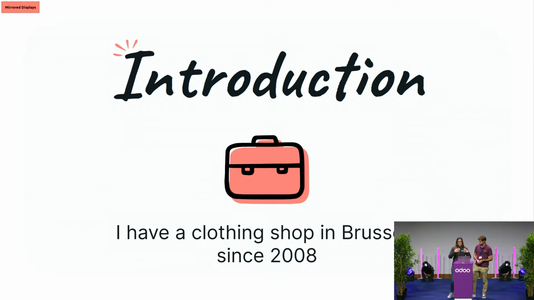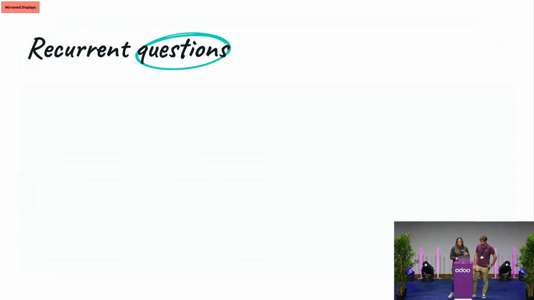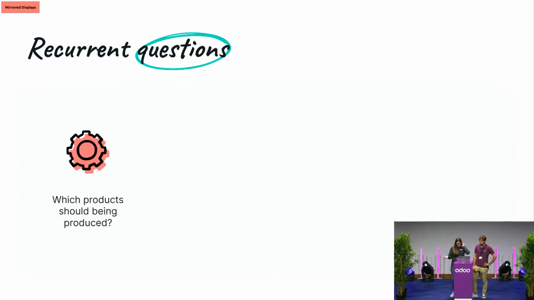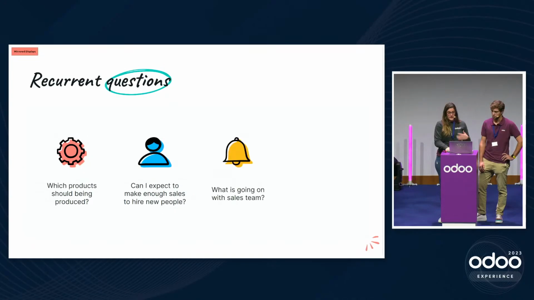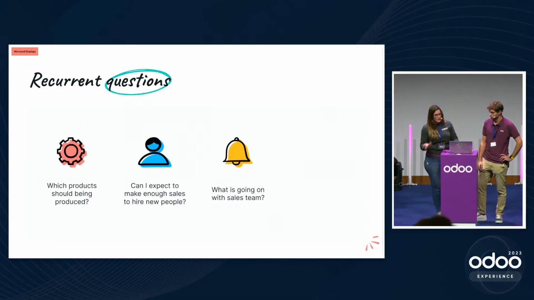That's why I have so many decisions to make in advance and so many important questions in my mind. Just to give you a few examples: which product should no longer be produced based on the fashion trends? Can I expect to make enough sales next year to be able to hire new people? And speaking of my employees, who is the best salesperson, who is over and under performing, who should I train to become a better salesperson?